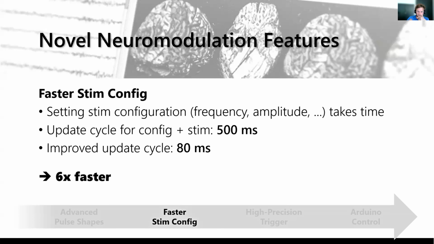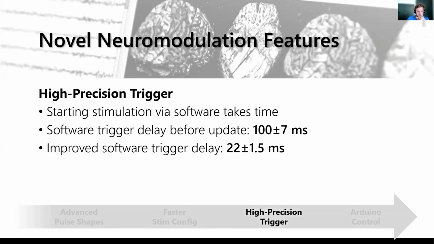And when it comes to initiating stimulation, previously we had a delay of roughly 100 milliseconds from software command to actual start of stimulation. But we improved the software trigger delay to only 22 milliseconds, which is about 4 to 5 times faster and also more accurate because the jitter here is smaller.